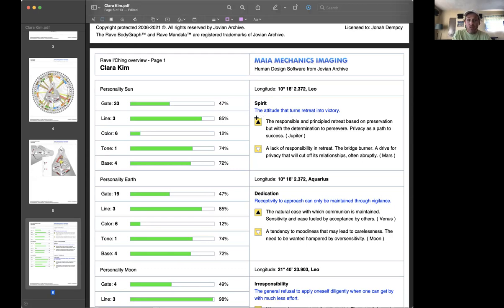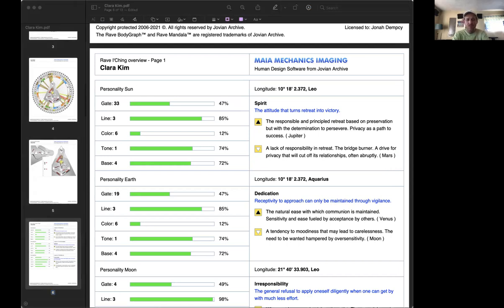So then what happens normally, depending on what side is pulled out of this, the responsible and principled retreat based on preservation, but with the determination to persevere. So the good side of it is like smart retreat. Like we're losing in battle, so we should run away. It's like responsible and principled retreat that maintains the spirit. But the negative side is a lack of responsibility and retreat, the bridge burner, the drive for privacy that will cut off its relationships abruptly.